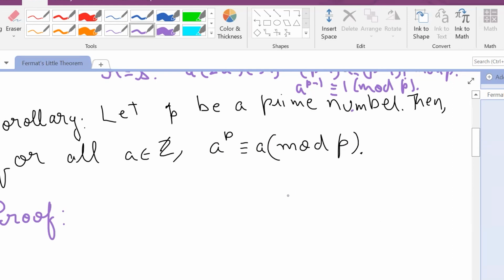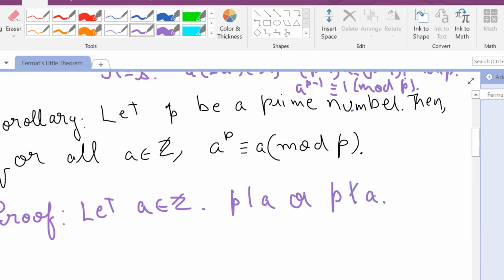The question rests upon two cases. Suppose we pick some A in Z. What are the two possibilities for us? The two possibilities being either P divides A or P does not divide A. Correct? Now, what happens if P divides A?